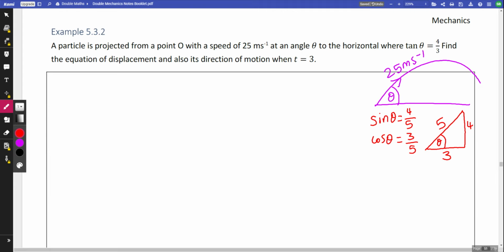For now, if we consider what the question's actually asking us to find, so find the equation of displacement. Again, if we think about equation of displacement, this is asking us to find an equation linking the horizontal displacement with the vertical displacement. So what we're being asked to find is an equation that links those two things together. So we're going to consider, as with any projectiles question, the horizontal motion and the vertical motion separately.